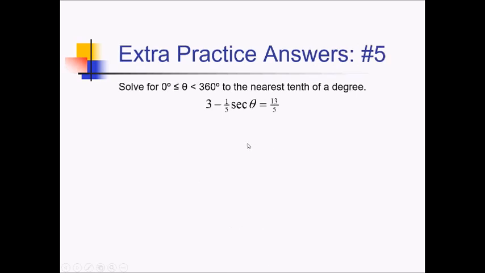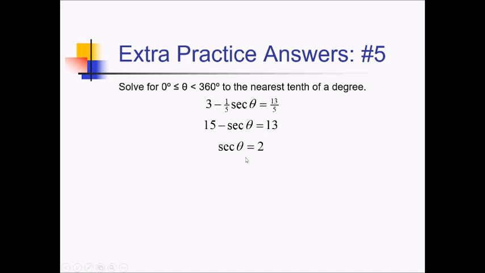To solve this one, I need to get secant of theta by itself. To make that a little bit easier, since I've got all these fractions going on, I'm just going to multiply by my denominator of 5. So that's going to give me 15 minus secant of theta equals 13. That's a little bit easier to deal with. And then I can just subtract 15 and divide by negative 1. So that's going to give me secant equals positive 2.